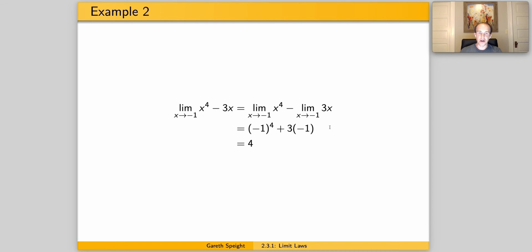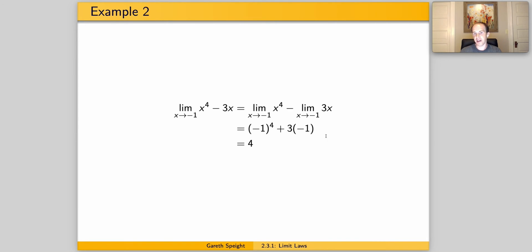So another one with polynomials: x to the 4 minus 3x. So it's a limit of a difference. Instead of looking at the limit of the difference, we can look at the difference of the limits. So we can look at the limit of x to the 4 minus the limit of 3 times x, and we work on each of those separately. If we look at the limit as x tends to minus 1 of x to the 4, we said the limit of x to the n is a to the n. Here x goes to minus 1, so that's going to be minus 1 to the 4. We just bring the limit inside the power.